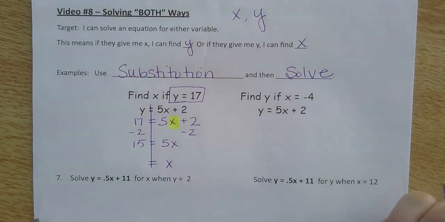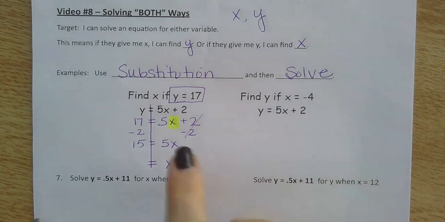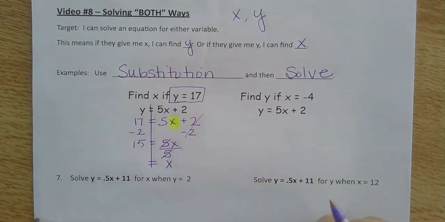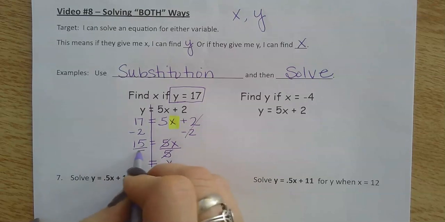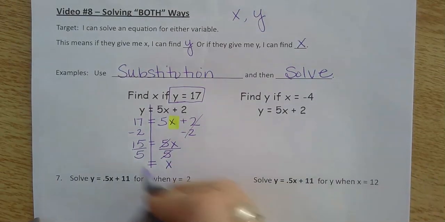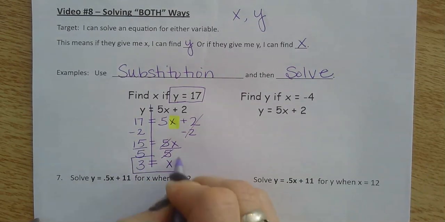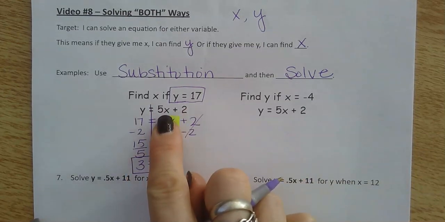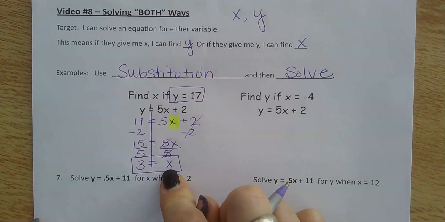Bring everything down. Cross out what cancels. Whatever I did on one side, I have to do on the other side. And then divide by 5. Again, inverse operations to cancel things out. Divide by 5 on both sides, and I get 3. So if y is 17, then I can solve for x, and x would be 3.